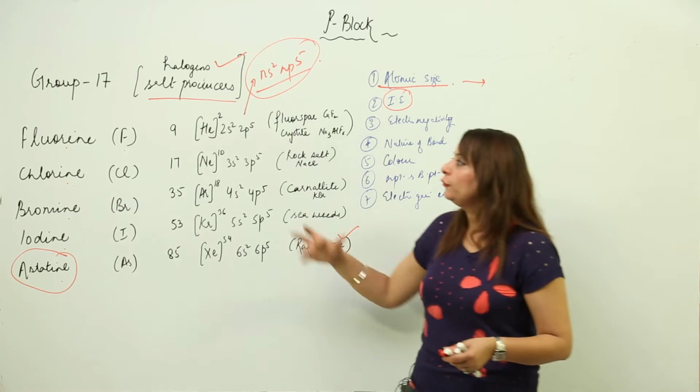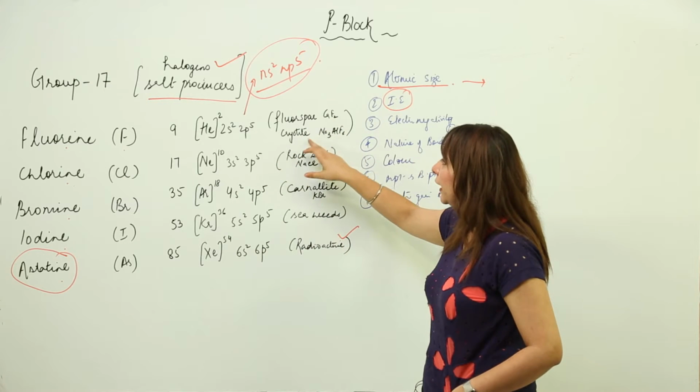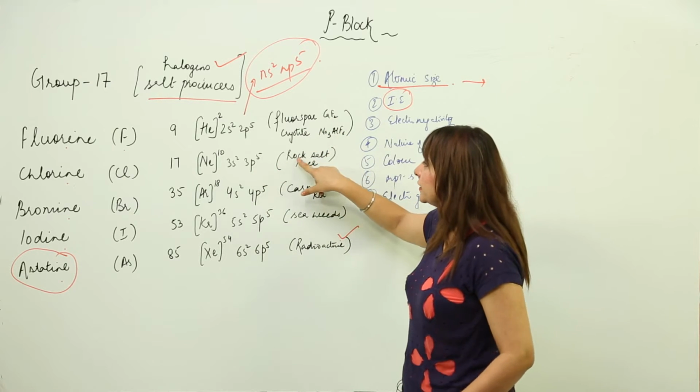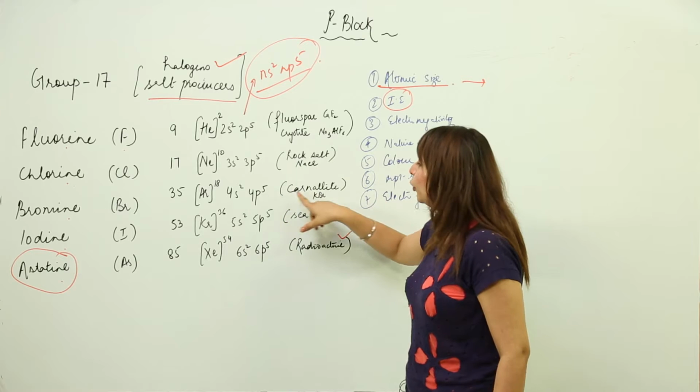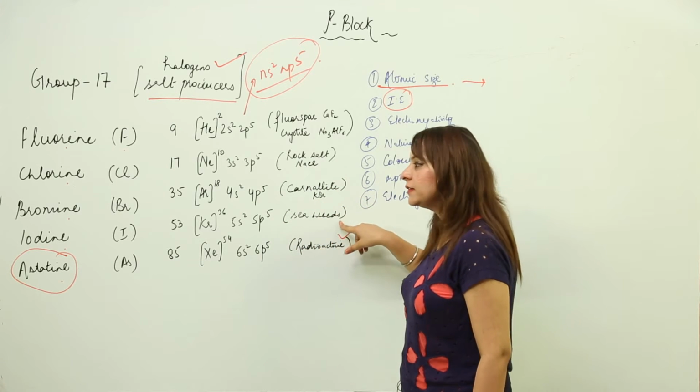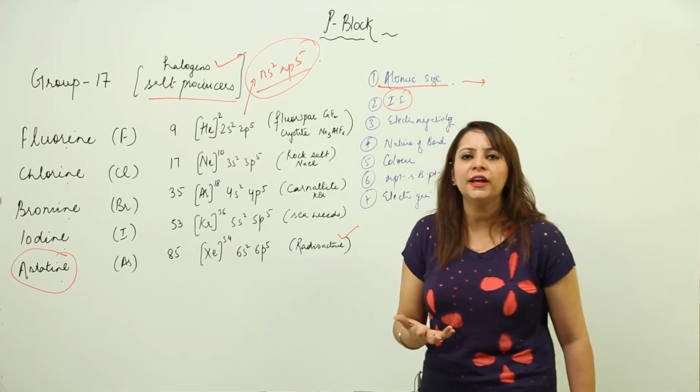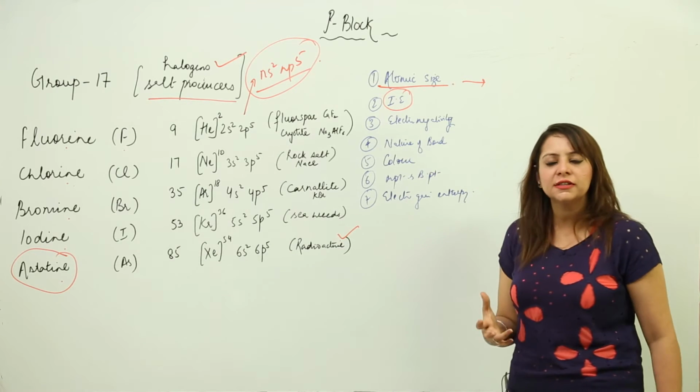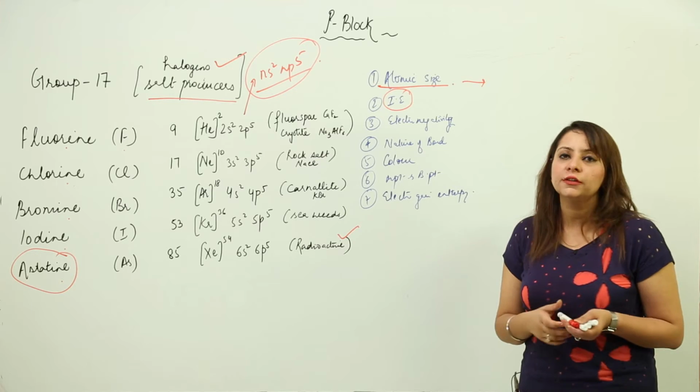So what is the form of fluorine? It exists as fluorspar and cryolite. Chlorine exists as rock salt, NaCl, bromine exists as a constituent of carnallite, that is KBr, iodine exists in seaweeds. Astatine, we are not aware of much chemistry about astatine because it is radioactive, that means it is difficult to handle.